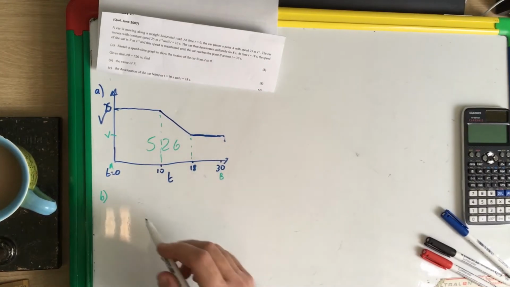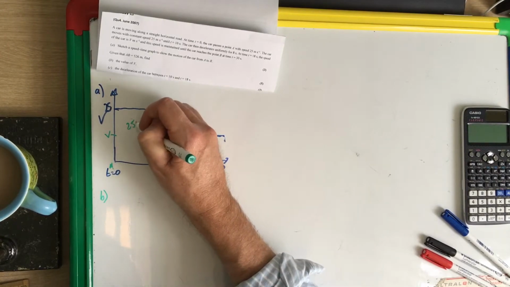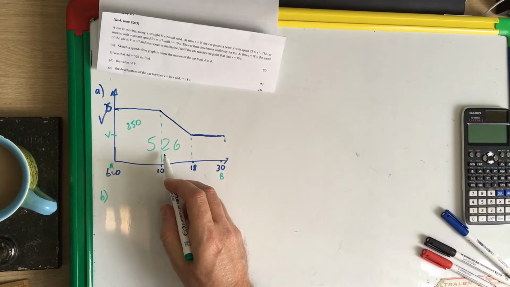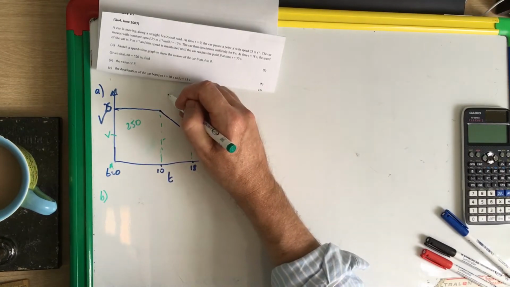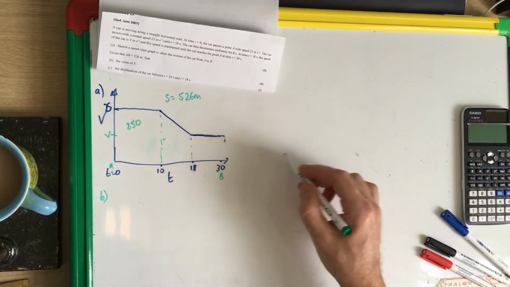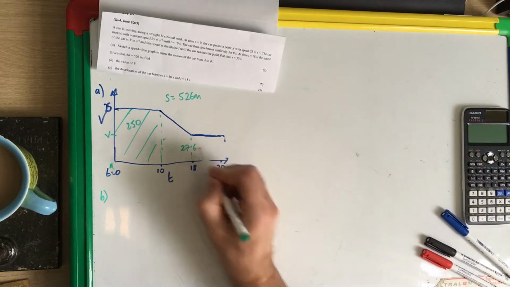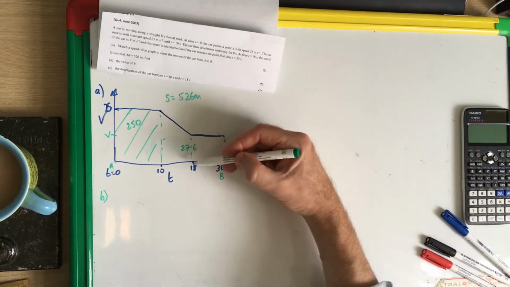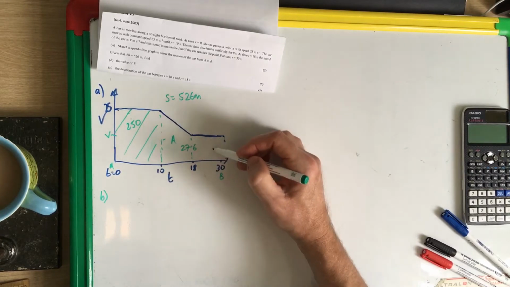Okay. Well, first of all, area under graph, 25 times 10, because this bit is a rectangle, is 250. So if I take 250 off this, I'm left with 276. So that means that this area here is 276. I've put S for displacement is 526 meters, that's all of it. This area here is 250. And because the two add together to make this, this is made up of a trapezium and a little rectangle here. So an area A and an area B.